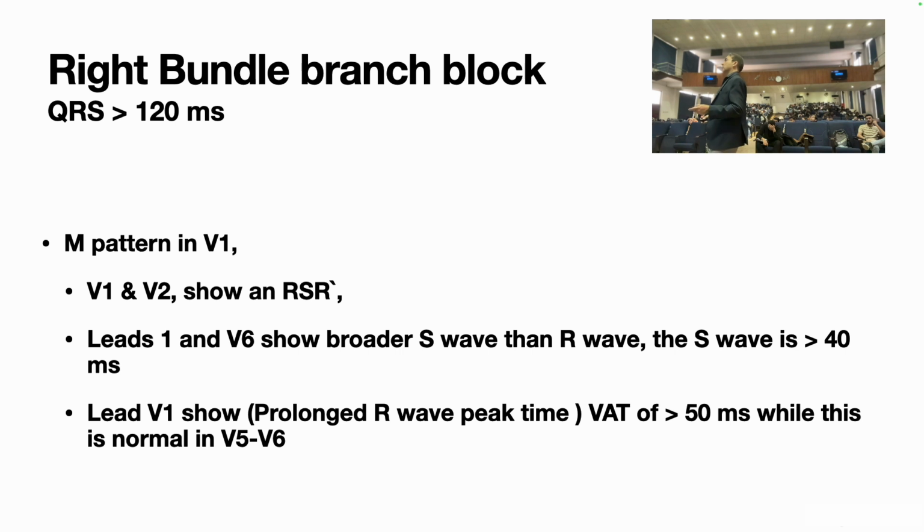Lead V1 shows prolonged R wave peak time, that is ventricular activation time of 50 milliseconds or more, while this is normal in V5 and V6. It's difficult to remember. I know you will confuse left and right bundle branch blocks with these criteria. So just remember, in chest lead V1, if there is a broad complex and it shows an upward deflection, QRS complex is positive, this is right bundle branch block.